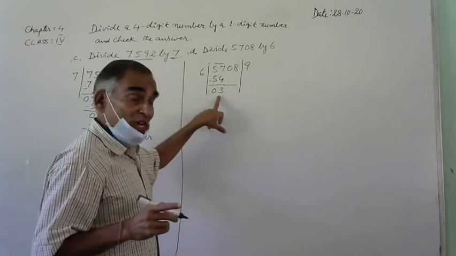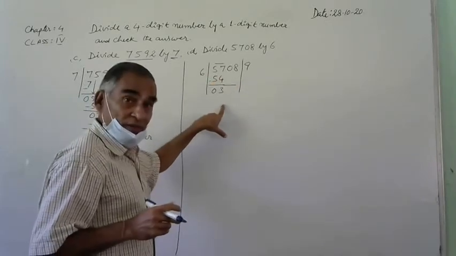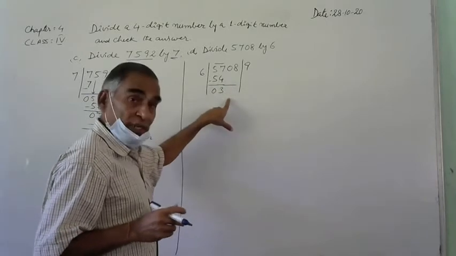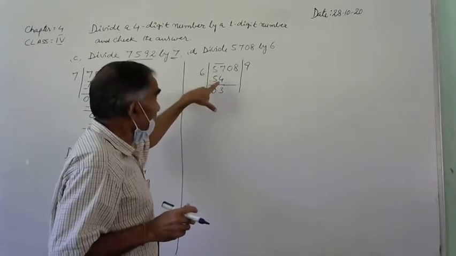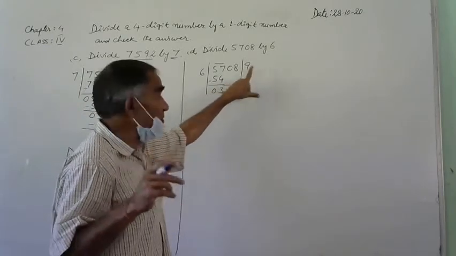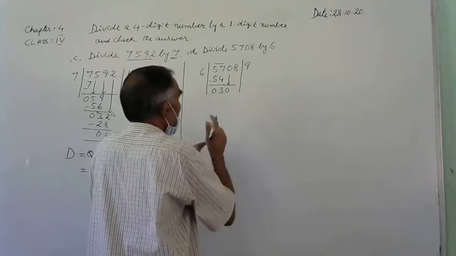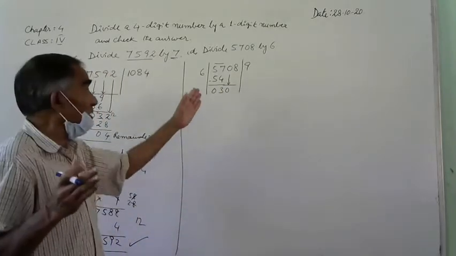How did you get 3? By subtracting. You did not bring 3 from above. Did you bring it down? No. 7 minus 4 gave 3. That's why you don't put 0 here. You understand? 3 is smaller. Now bring down this 0. Now it becomes 30. 30 is bigger than 6.